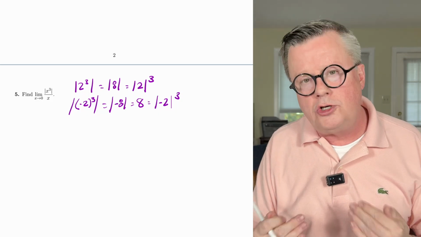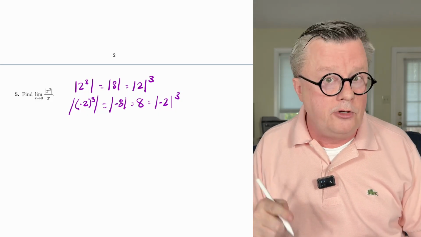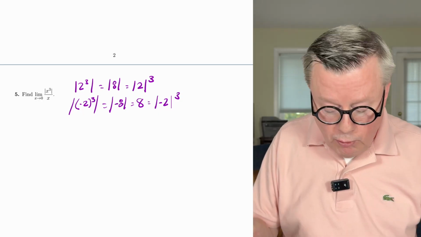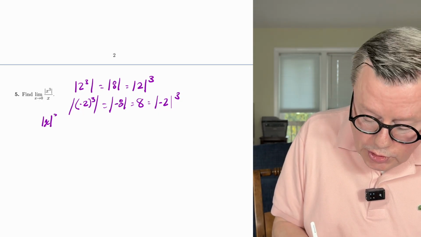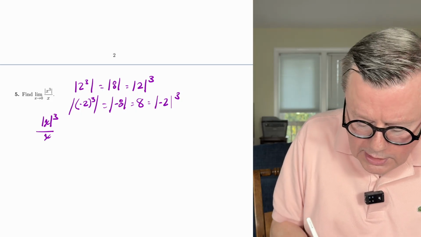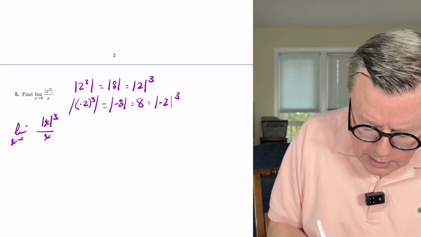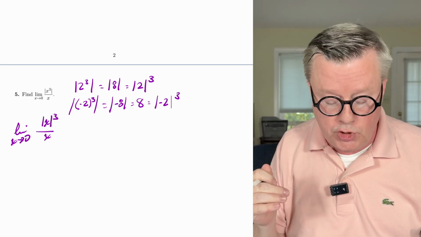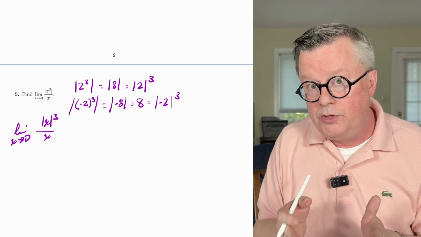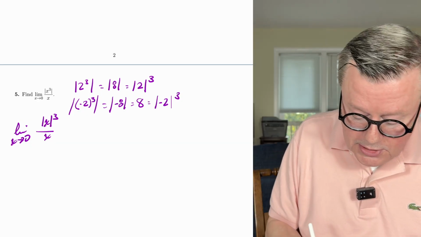So what I've shown is that the absolute value of x to the third power can be rewritten as the absolute value of x to the third power. Why would I rewrite it like that? Well, I want to use the secret. The absolute value of x can be written piecewise. Now I've got something with the absolute value of x in it, and I'm in business.